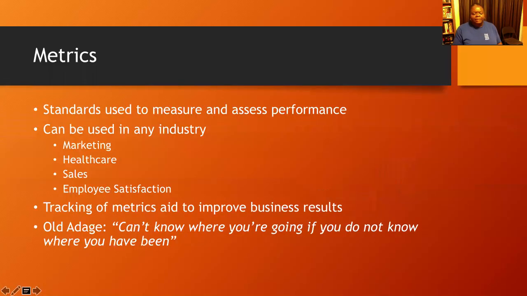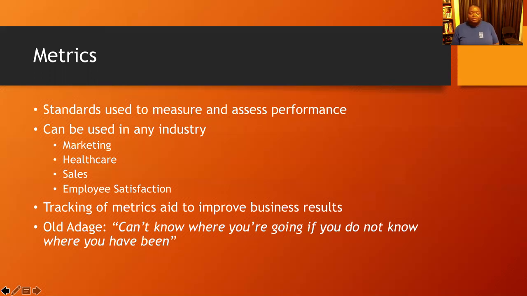This week we were tasked with choosing 3 of the 10 listed important characteristics of good measures and/or metrics and explain them with an example. First of all, I want to define metrics. Metrics are standards used to measure and assess performance. They can be used in almost any industry, from marketing to healthcare, in sales and employee satisfaction. Metrics are usually tracked to help aid in improving the results of a business.